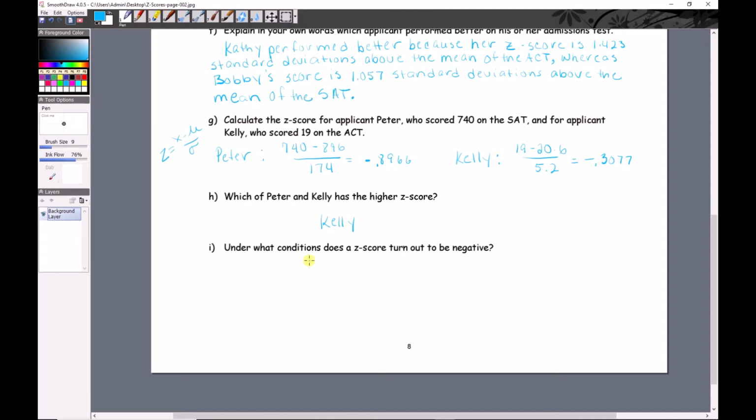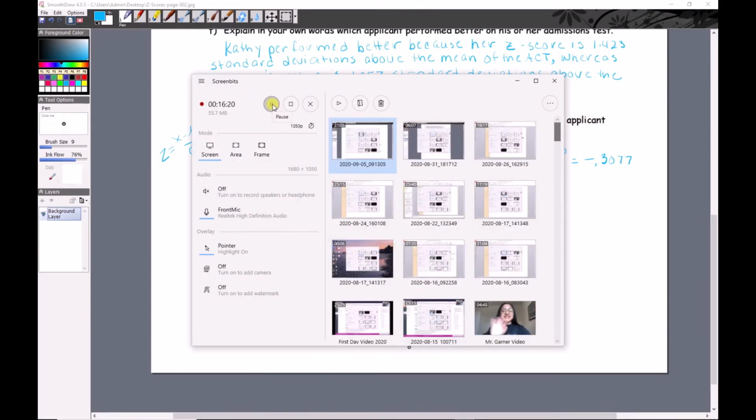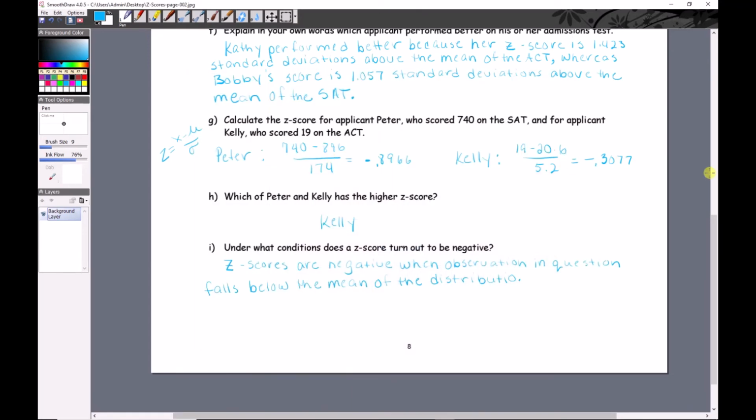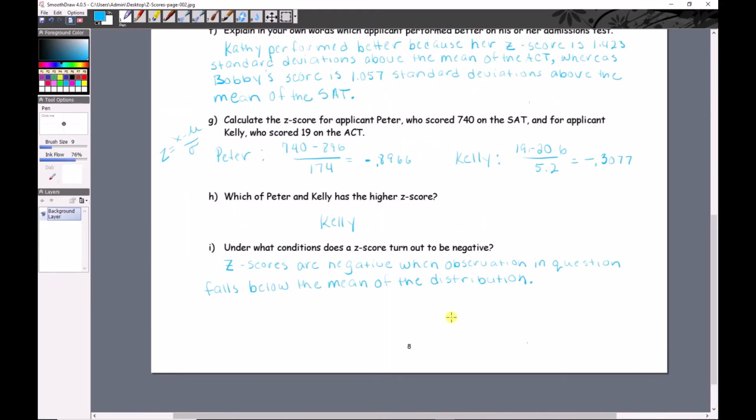So it says, under what conditions does a z-score turn out to be negative? And let me go ahead and pause this so again, you don't have to watch me write it. All right, through the magic of video, there's your answer. When z-scores are negative, that's when an observation in question falls below the mean of the distribution. And that's real simple. And if your z-score turns out to be 0, it's because it's right there at the mean. So you can see this will give you a negative when you subtract, and these two will give you positives when you subtract. So go ahead and pause this and jot that down.